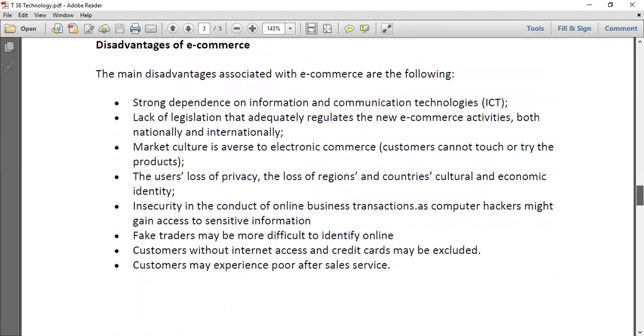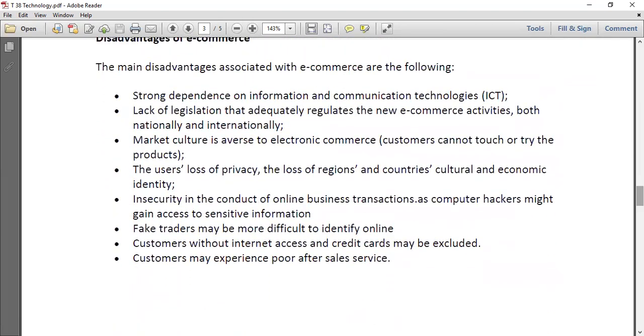However, you can see the disadvantages, because impacts mean, especially in a 12-mark question, you talk about the good and bad. Both. You can talk about, however, Amazon being strongly dependent on ICT. Especially with e-commerce, you can see insecurity of conducting online business, like computer hackers gaining access to sensitive information, right? Like your credit card information, sometimes addresses, telephone numbers, these can be hacked by anyone. As a result, some customers might face difficulty.